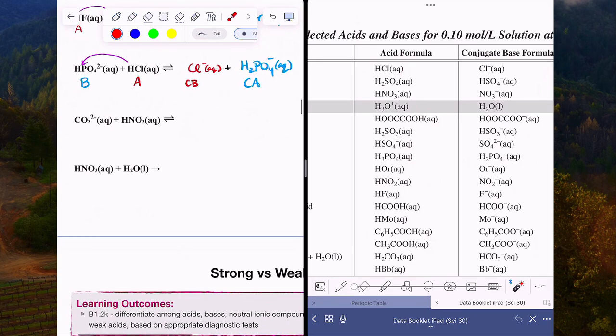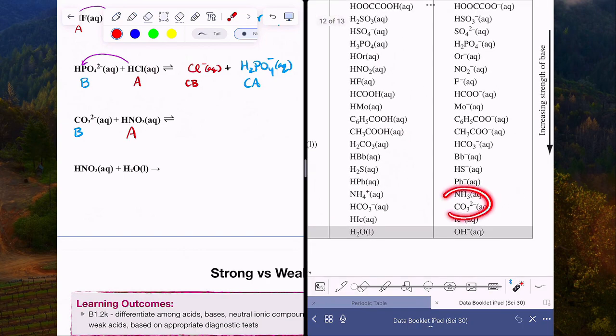Why not? So we have CO3 2 negative and HNO3. So we go over here. HNO3 is a strong acid. There's no CO3 2 negative up here, so that's the acid, which means this has to be a base. Let's look for this one here though. CO3 2 negative, there you go. So that's going to be that, and then the conjugate acid of that is HCO3 negative.